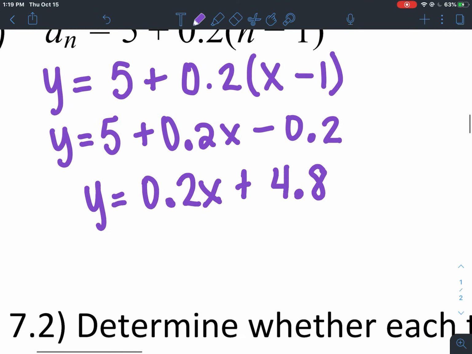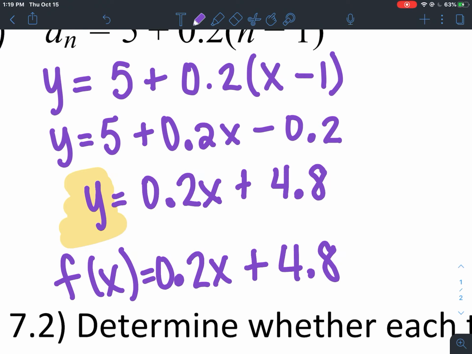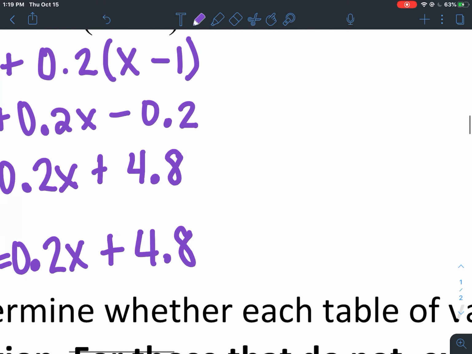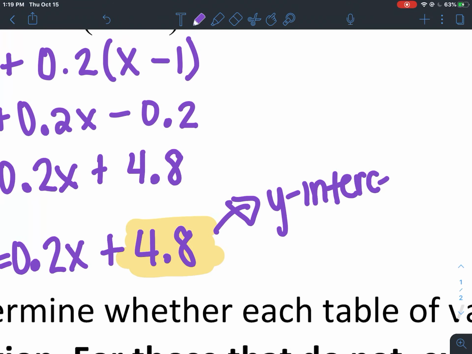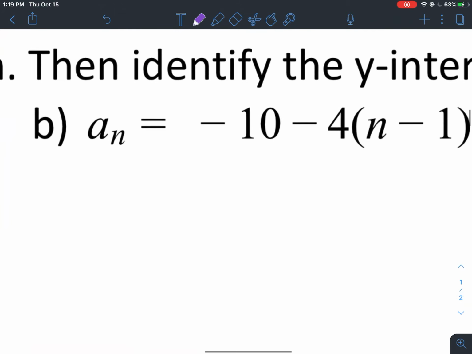Just use your calculator. Okay, so now, not quite in function form yet, I want to change this y to be f of x because that's technically function form. 0.2x plus 4.8. 0.2 is our slope. 4.8 is our y-intercept. And I'll just label that y-intercept.